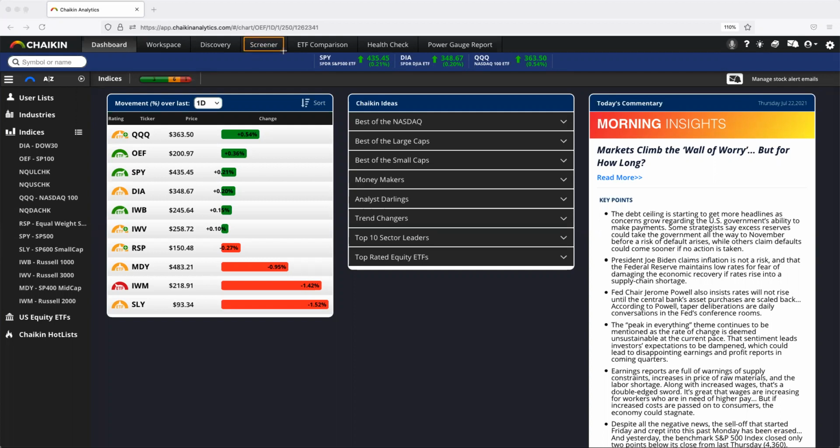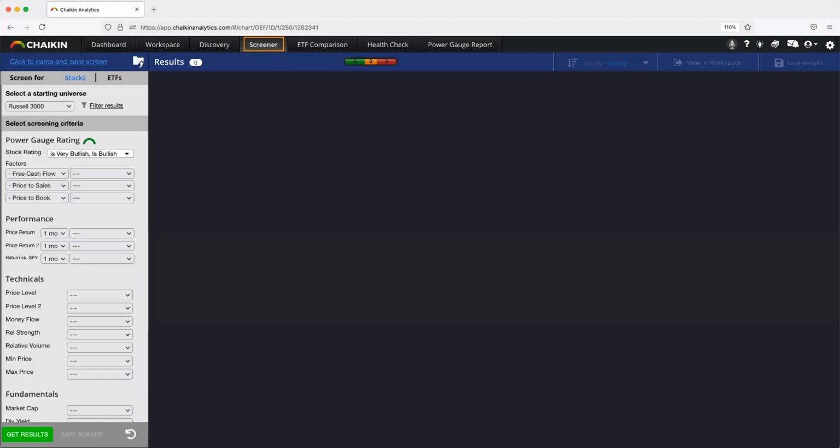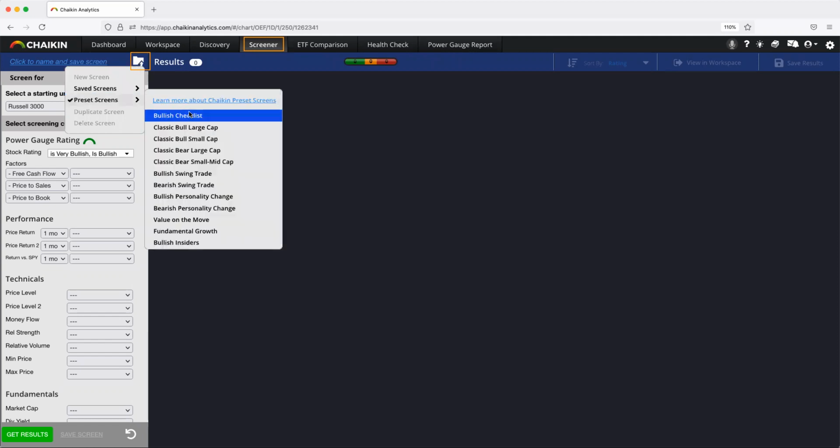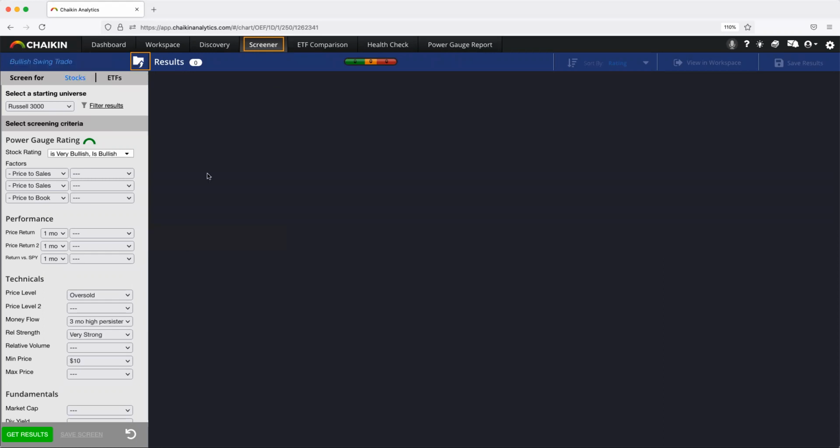Likely the best way to find ideas is to screen for them, to pick your criteria and find exactly what you are looking for. We can narrow 4,000 or so stocks down to just a small handful in only a few clicks. Here in the screener, of course, we have our preset screens, preset screening criteria you can use right out of the box to help you find ideas. There's a number of different preset screens, and today I want to specifically focus on the bullish swing trade screen.